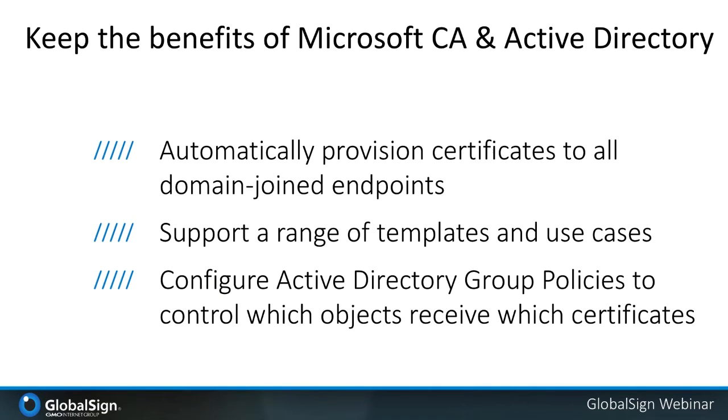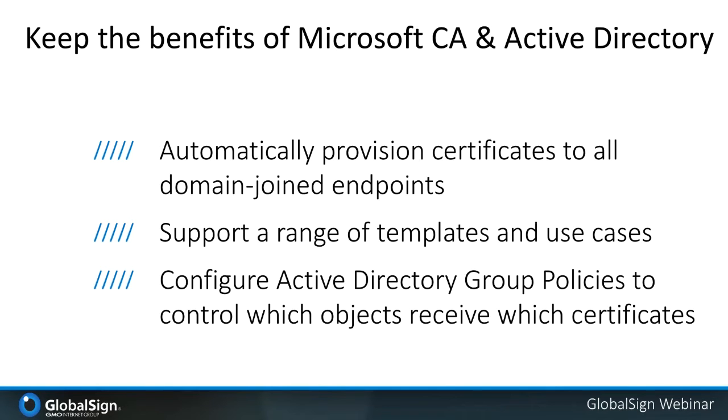So why would you want to use AEG instead of running your own Microsoft CA? Well, the benefits are twofold. First, you get to keep the benefits of using a Microsoft CA and Active Directory, so you can still have all those certificate templates that you pre-configured when you were using Microsoft CA. You can automatically provision certificates to all your domain-joined objects. We still support a range of certificate templates that come default with Microsoft CA and those use cases, but definitely not limited to that. We can definitely support a lot more custom use cases now than ever before.